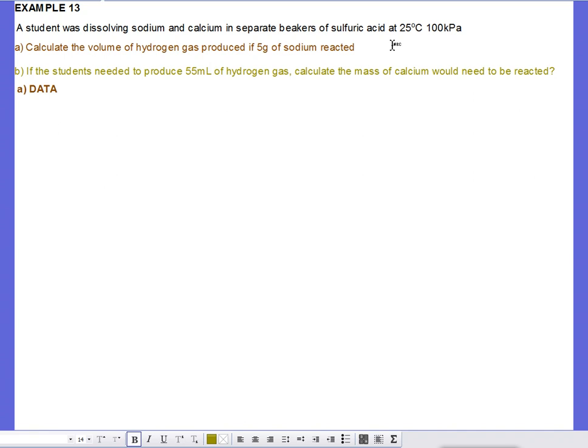and 100 kilopascals. The first question is, what volume of hydrogen gas will be produced if 5 grams of sodium reacted? And the second question is, if the student needed to produce 55 mLs of hydrogen gas, what mass of calcium would need to be reacted?